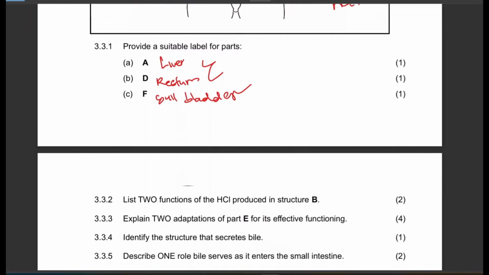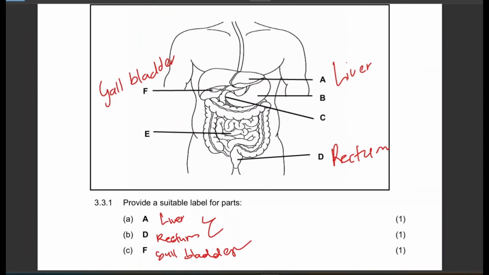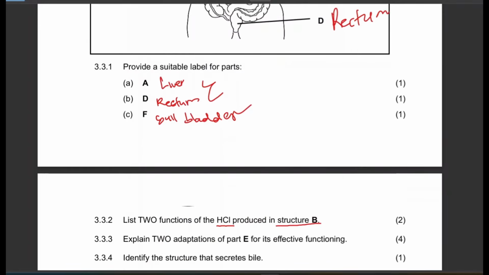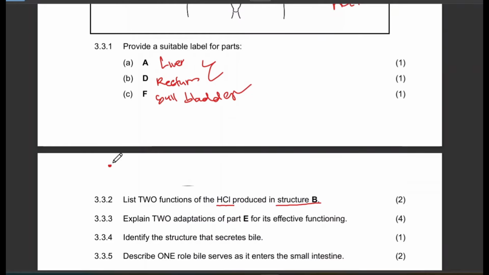Second question, list 2 functions of the HCl, hydrochloric acid, produced in structure B. So the functions of that acid produced in structure B, meaning produced in the stomach. So the 2 functions, I'm going to write them down here. Provides low pH, or provides low acidic conditions for enzymes to function.